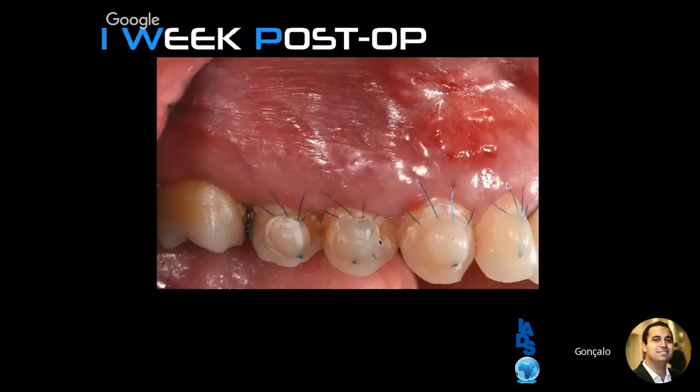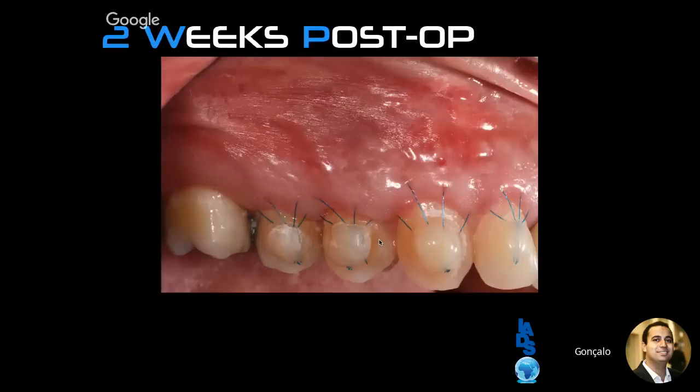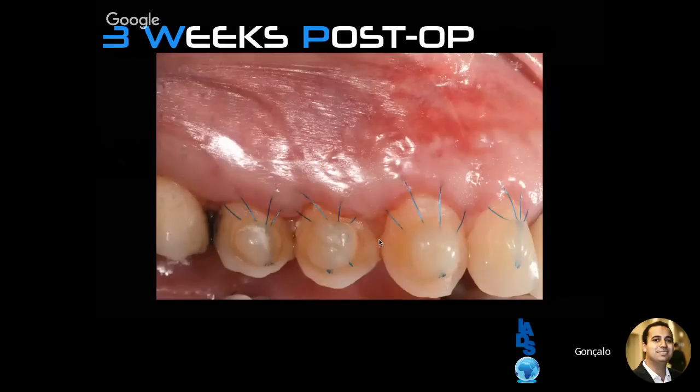So this is 1 week post-op. You see the oral hygiene of the patient is not good, but everything is going well. There's no sign of infection. At 2 weeks, we still have the sutures in place and they are still creating some tension in the margin. At 3 weeks, they are still in place, still functioning. And usually at this point, we take out the sutures.